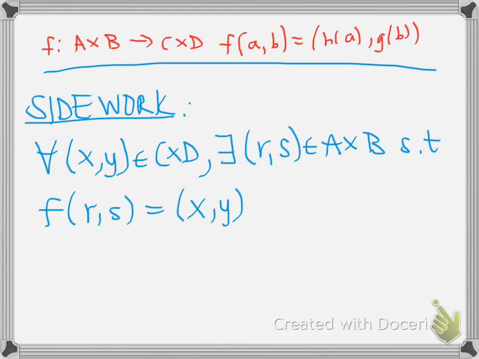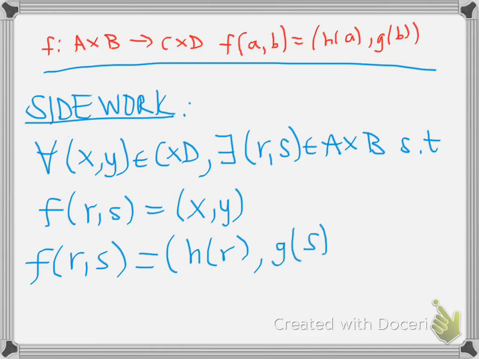The reason why this is interesting is because, and again, this is our side work, so this is not part of our proof, but F of RS for us is going to be H of R comma G of S, and we want to make that equal to XY. Okay, and it seems challenging, but for the one-to-one portion, we used the fact that H and G were one-to-one. And so for the onto, we may have to use the fact that H and G are onto, which we will. So I'm actually just going to save time, go into the proof.